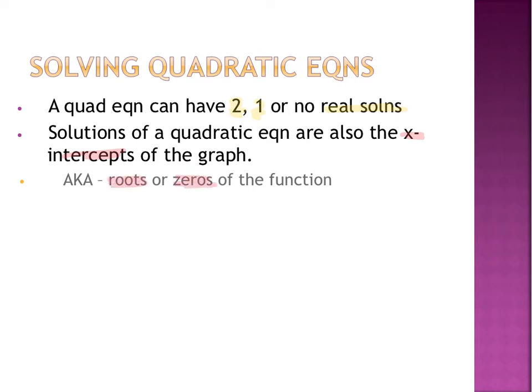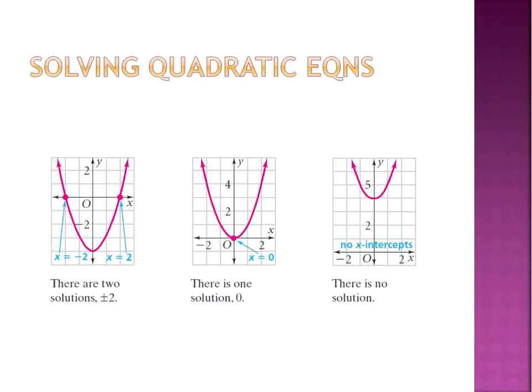So sometimes a problem might tell you to solve a quadratic equation. It might tell you to find the x-intercepts, it might tell you to find the roots, or it might tell you to find the zeros, and this all means the exact same thing. So when we look at these three different graphs here, when you have a graph that has two solutions, notice we end up with two x-intercepts. So two solutions means that we have two x-intercepts.